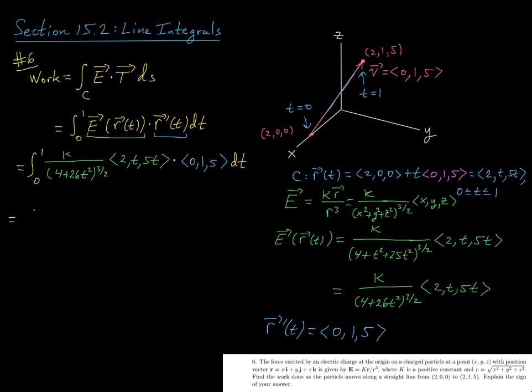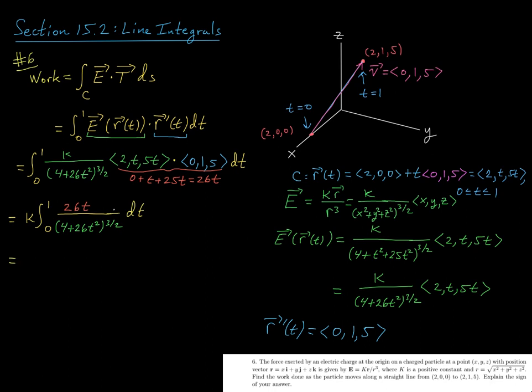All right, so I'll pull the k out in front. And for the dot product, 2 times 0 is 0, t times 1 is t, and 5t times 5 is 25t. If I look at this portion all together, I'll wind up getting just 26t. So I'm going to get a 26t, divided by this expression down here, 4 plus 26t squared, to the 3/2.